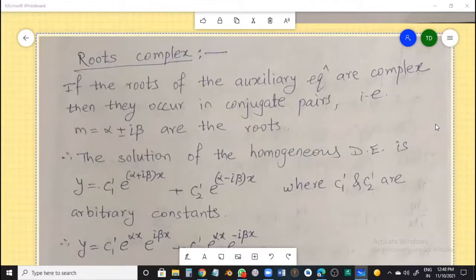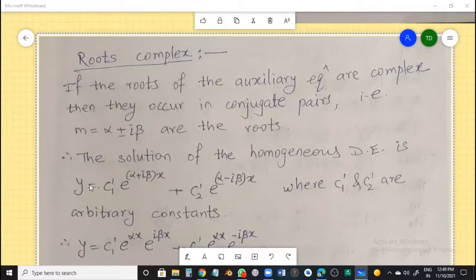Okay. If the roots are complex, just now I told you, they always occur in conjugate pairs. So if m is equal to alpha plus minus i beta are the roots, then our homogeneous differential equation will have a solution of this pattern: y equal to some constant times e raised to the first root, alpha plus i beta, times x, plus some constant times e raised to the other root, alpha minus i beta, times x. Here we have denoted the constants as C1 dash and C2 dash.